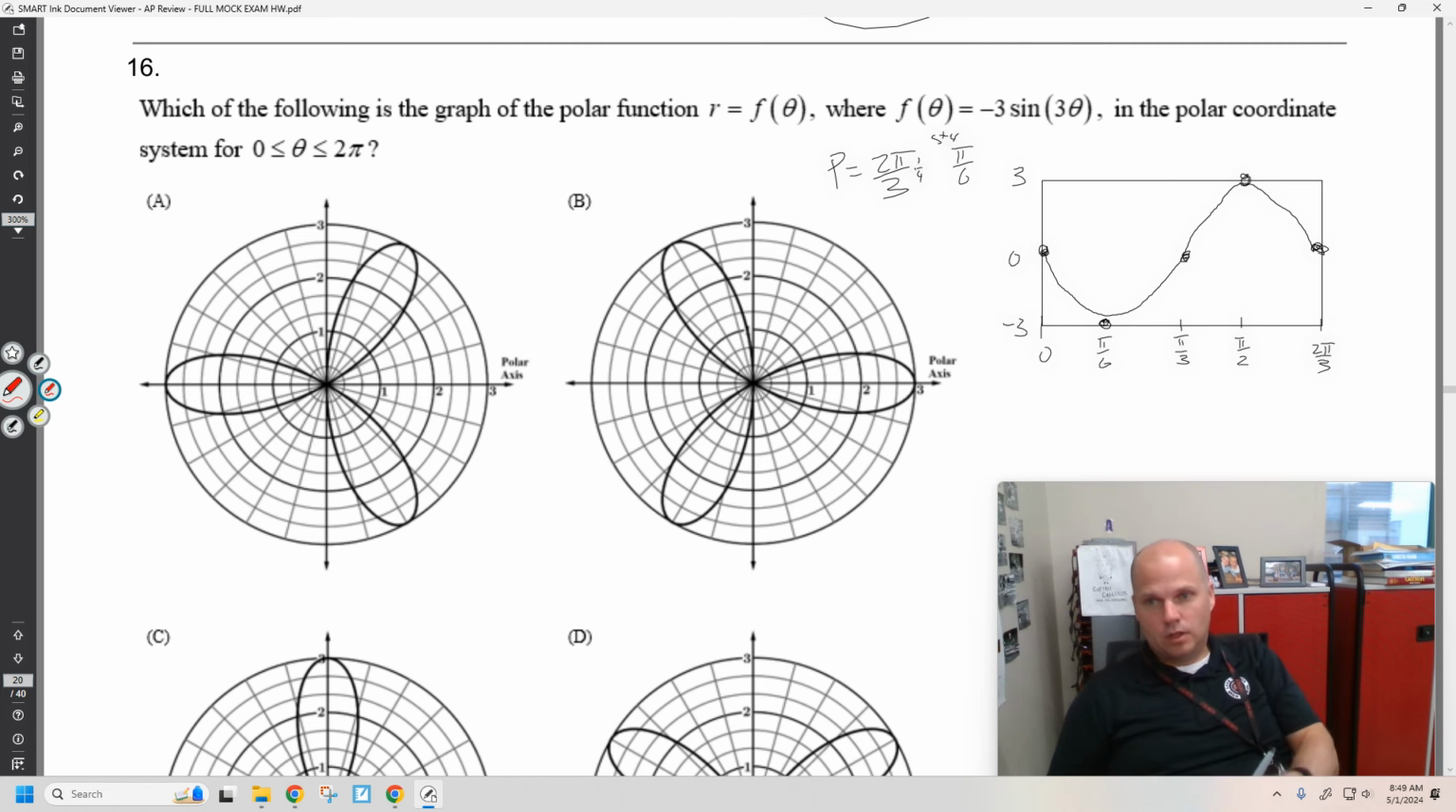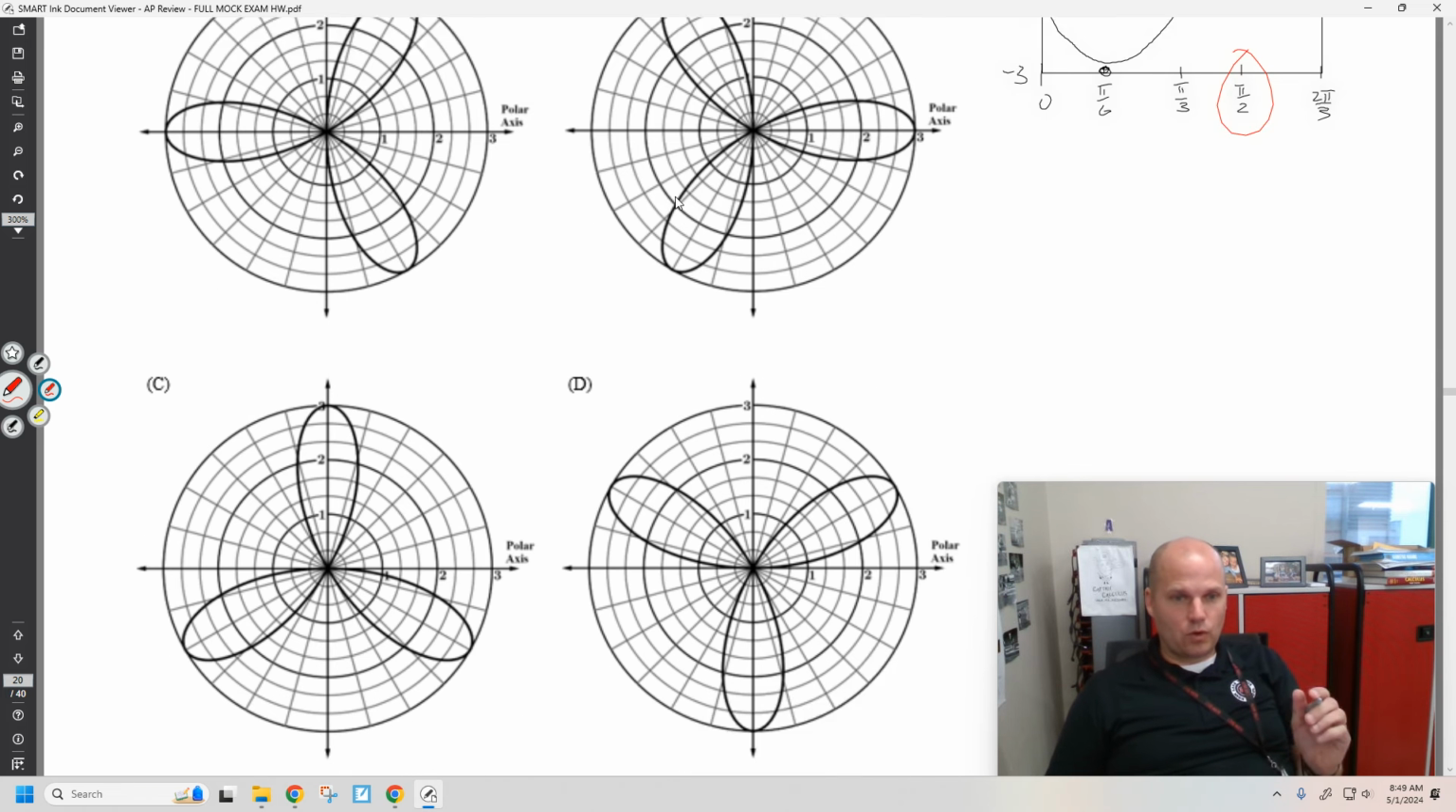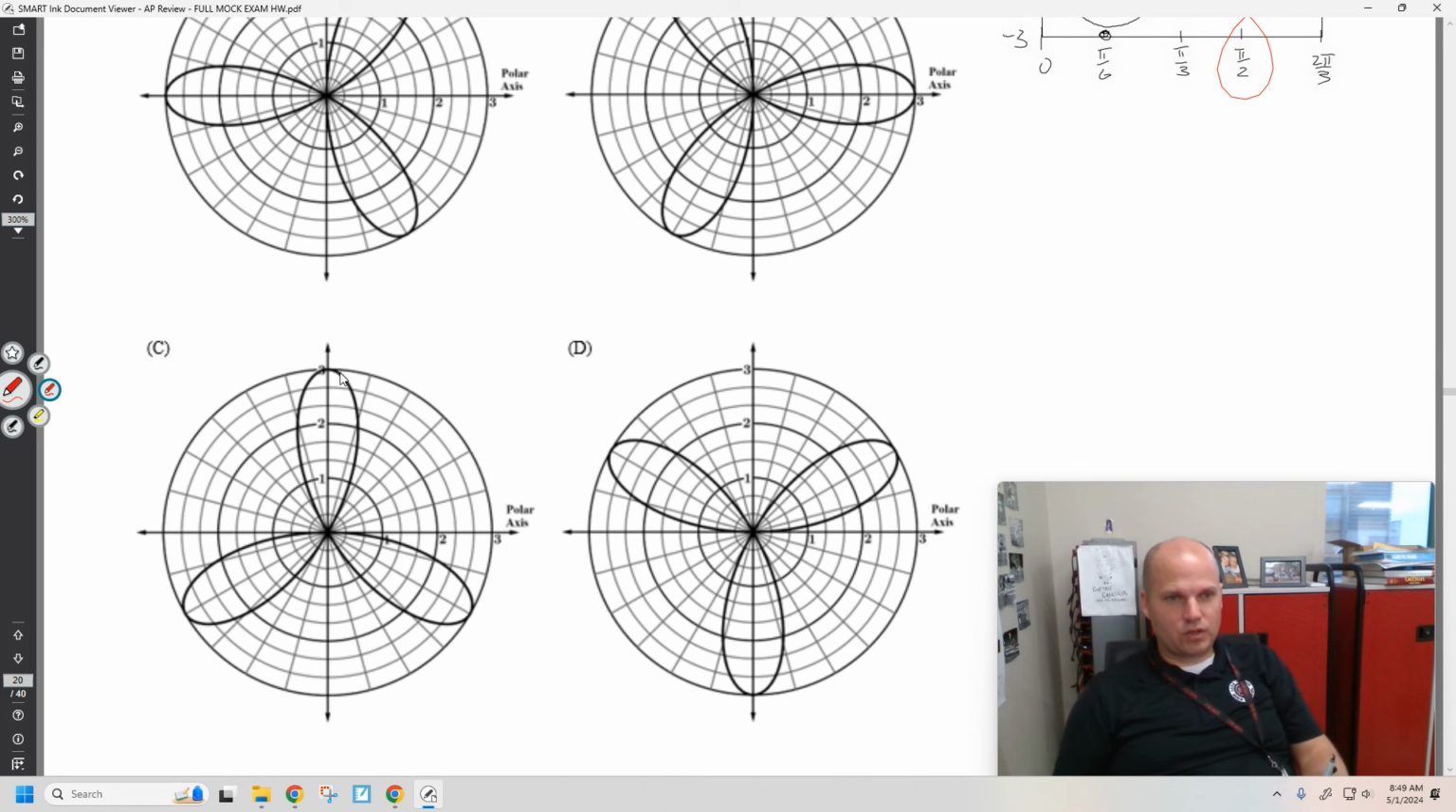Now, after doing that, I can pick out probably my graph just by some of the points. For example, I'm looking straight here at pi over 2, 3. Sine of 3 times pi over 2, the sine of 3 pi over 2 is -1 times -3, 3. I'm looking for the point pi over 2, 3. That's that one right there. That's why I'm selecting C.